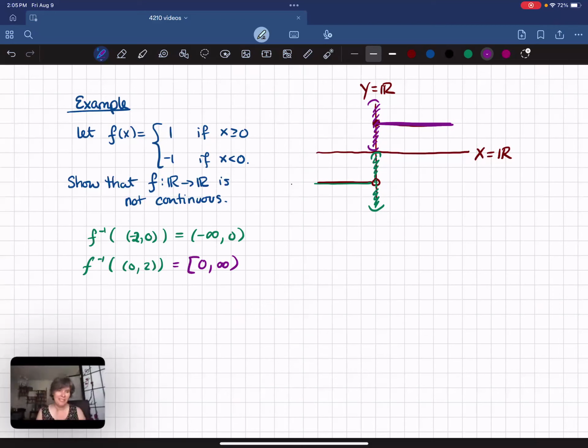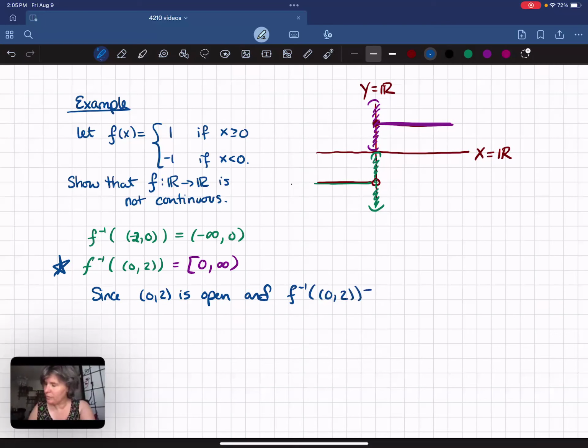Now I claim that one of these two statements helps me show that f is not continuous. To show that f is not continuous, I just need an example of a basic open interval whose pre-image is not open. So that would be the second one here. Since (0, 2) is open, and f inverse of (0, 2) is the closed interval from 0 to infinity, which is not open, f is not continuous.